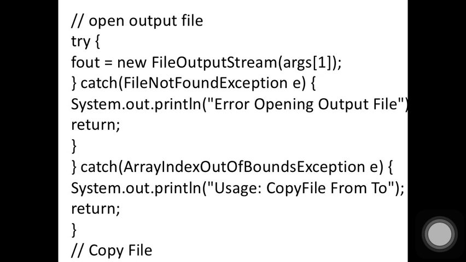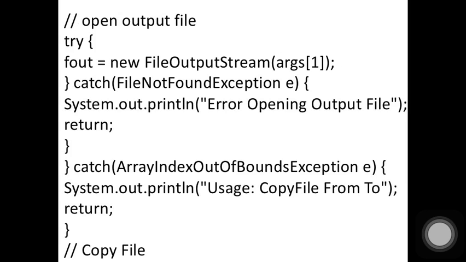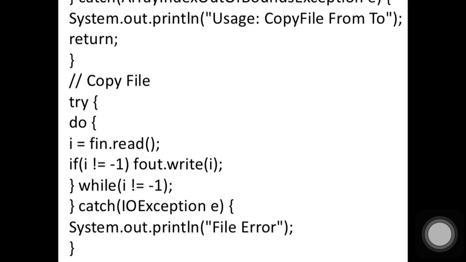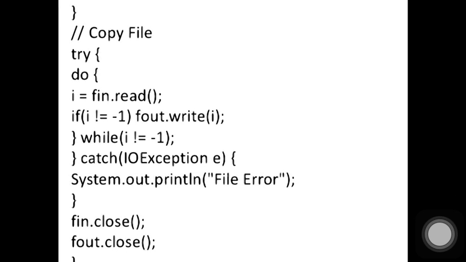And if these parameters are not available to the main method, it shows an array index out of bounds exception and so on. And coming to the next block, that is the copy block. You are just copying from the input file to the output file.